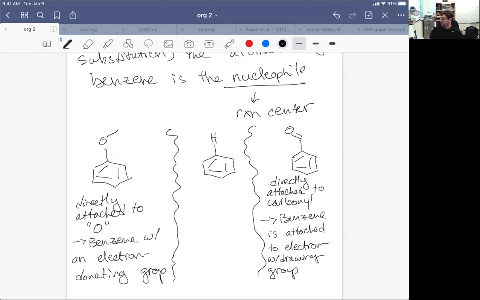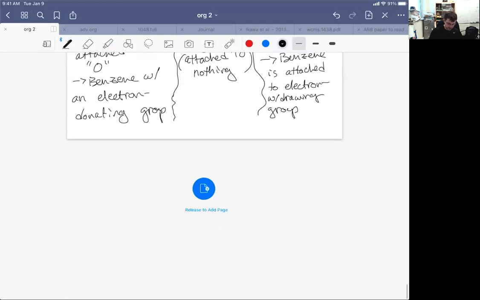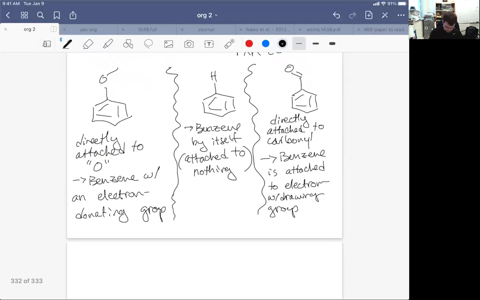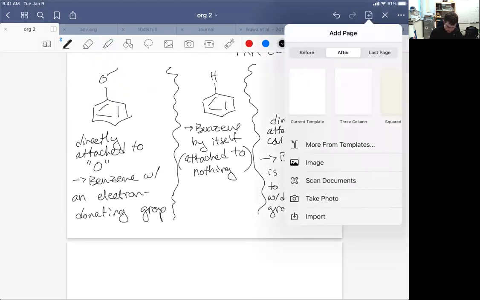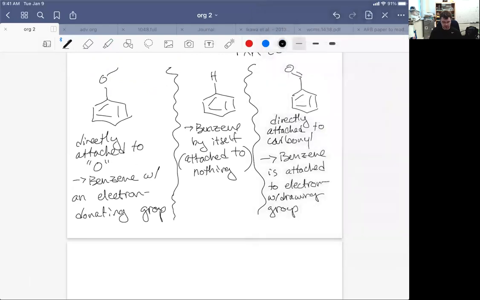So it's a benzene attached to an electron withdrawing group. Now the one in the middle is benzene attached to nothing, and this is going to serve as our reference point. So, benzene attached to nothing. What we can do then for each of these is categorize them as being electron rich, electron poor, or electron neutral.